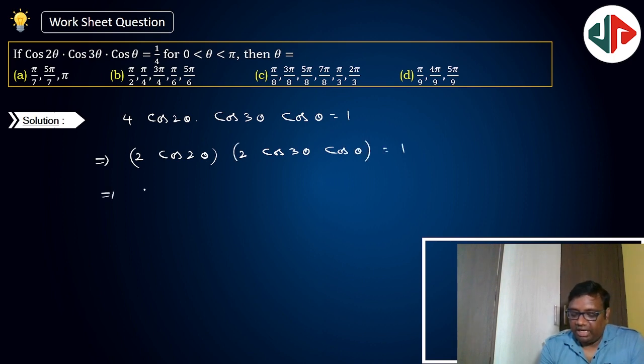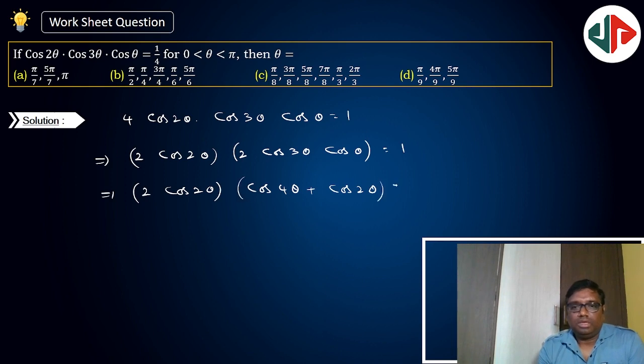This can be rewritten as 2 times cos 2 theta. This can be rewritten again as 2 times cos A into cos B, which means cos 4 theta plus cos 2 theta is equal to 1. Again, if you multiply, 2 times cos 2 theta into cos 4 theta plus 2 times cos square of 2 theta minus 1 is equal to 0.